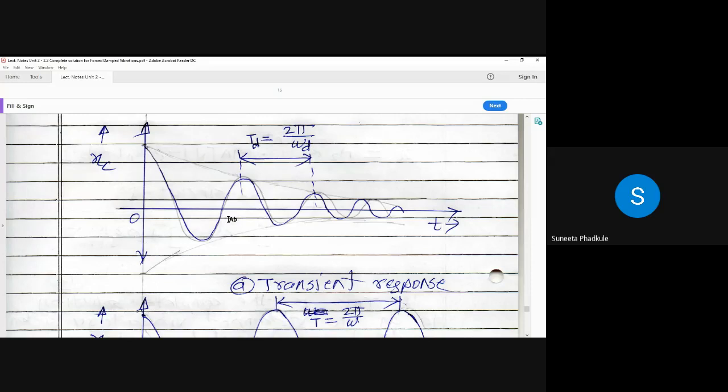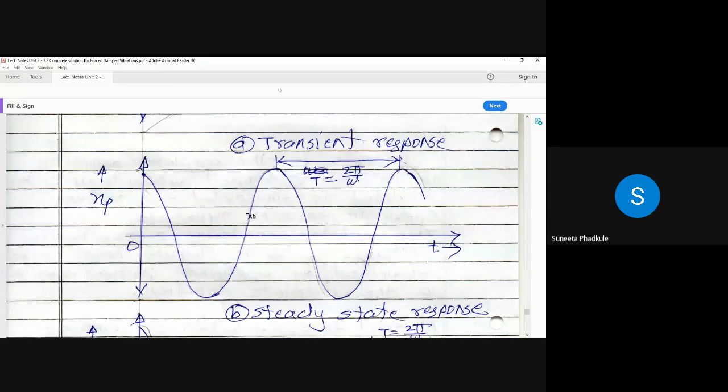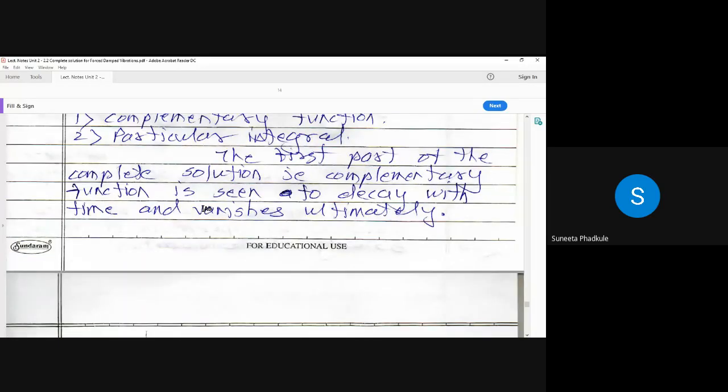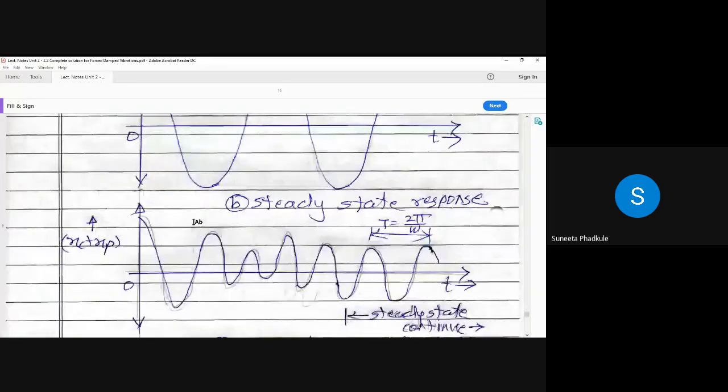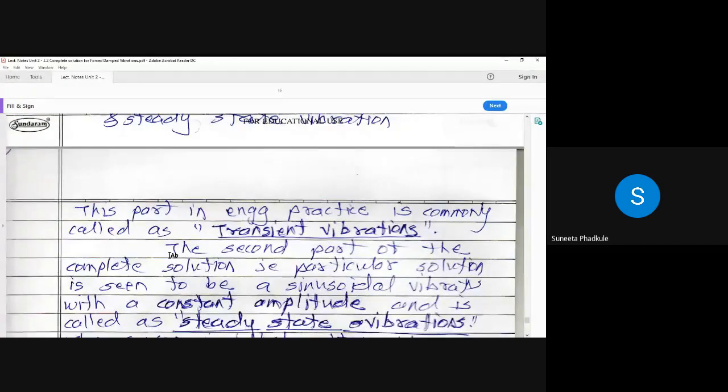So say after a few seconds, this xc is going to vanish, it is going to be 0. Then consider the second part of the solution. Okay, so what is it? Say xp. Let us read first what is xp. Okay, so the first part is known as a transient vibration.